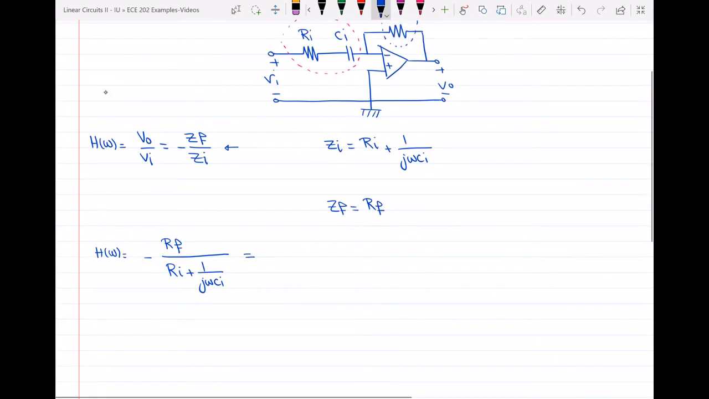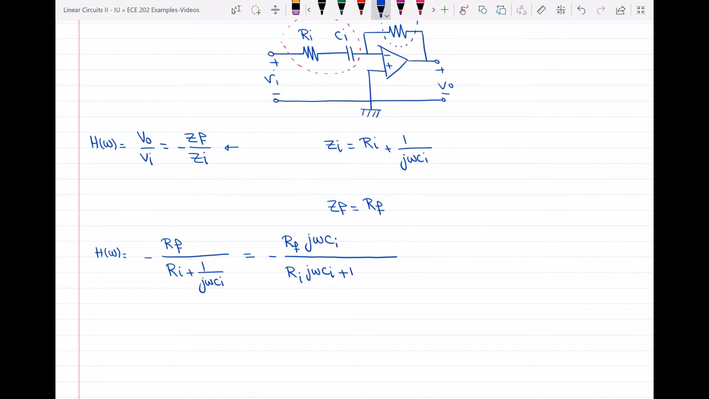All right, let's continue here. That would be equal to minus RF j omega CI over, let me write this I as a subscript so you won't be confused, RI j omega CI plus 1. Okay, so this is the transfer function for an active first order high pass filter.